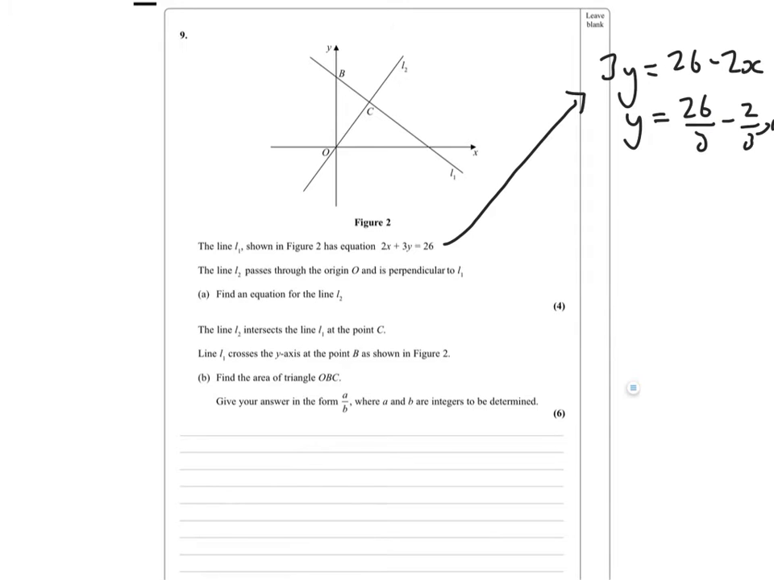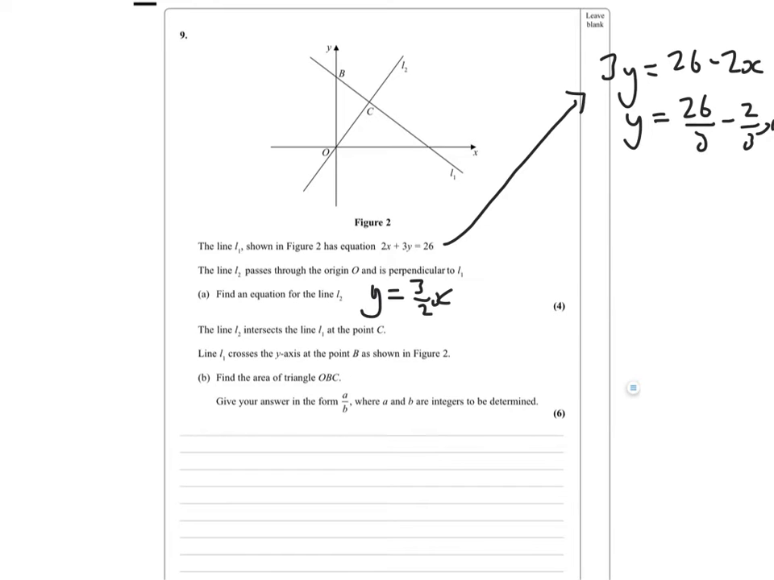So for this one, should be nice and easy. We've got y equals 3 over 2 x. It says line L2 intersects line L1 at point C. Line L1 crosses the y-axis at point B shown in figure 2. Find the area of OBC.